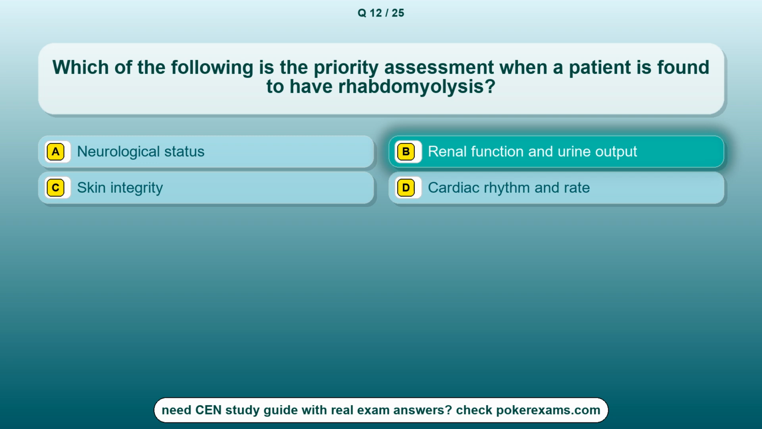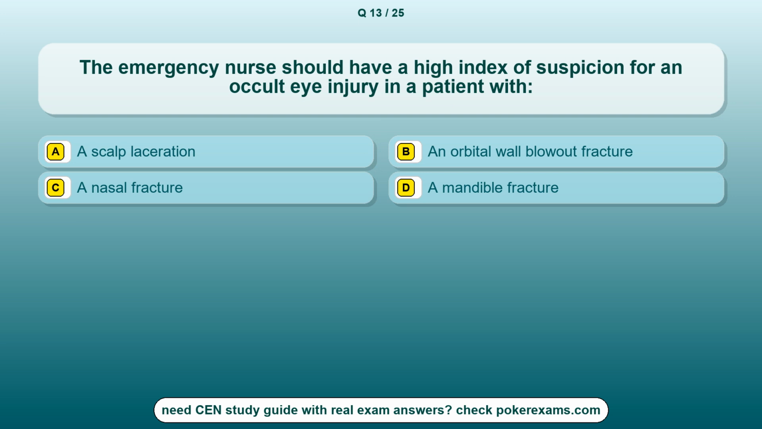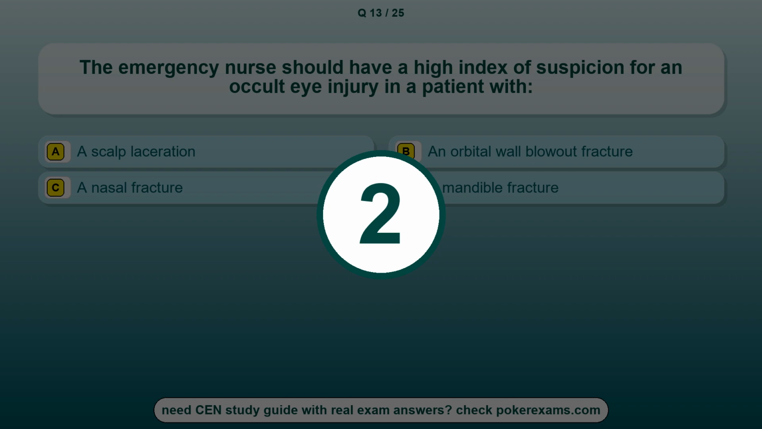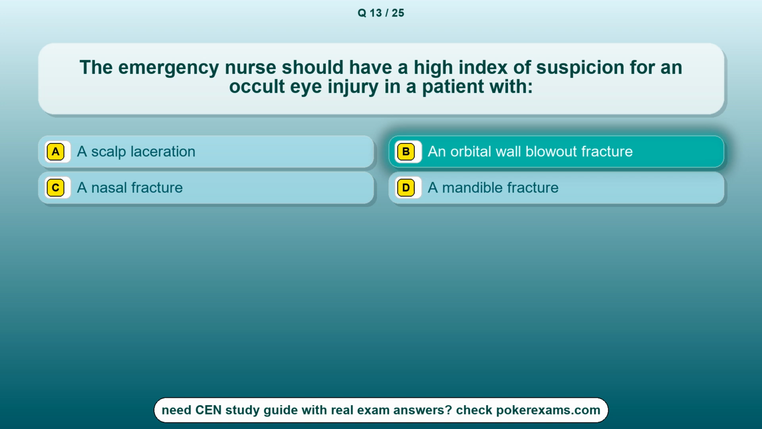The correct answer is option B, renal function and urine output. Question 13. The emergency nurse should have a high index of suspicion for an occult eye injury in a patient with: option A, a scalp laceration. Option B, an orbital wall blowout fracture. Option C, a nasal fracture. Option D, a mandible fracture. The correct answer is option B, an orbital wall blowout fracture.